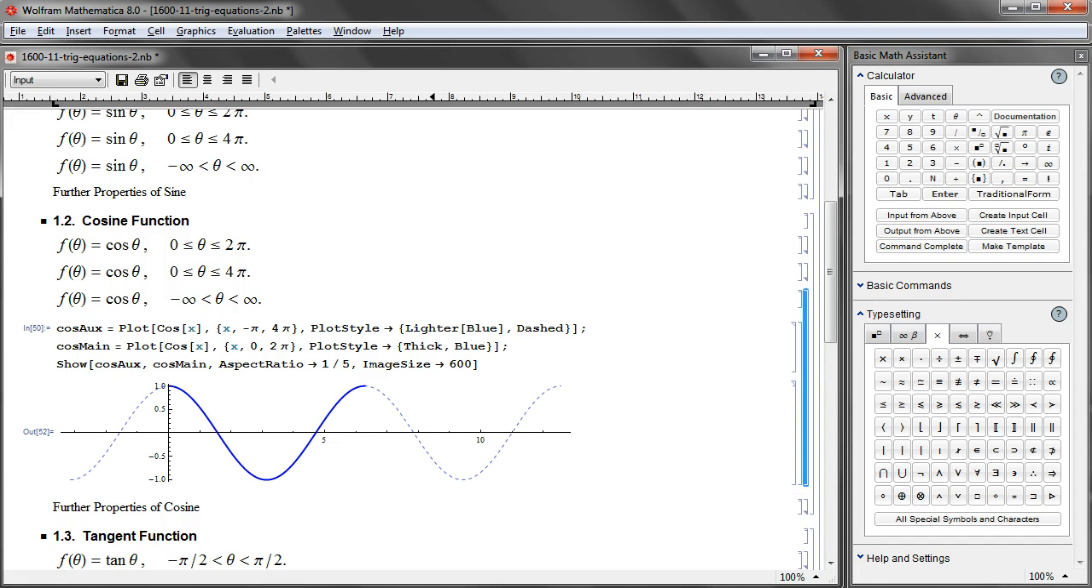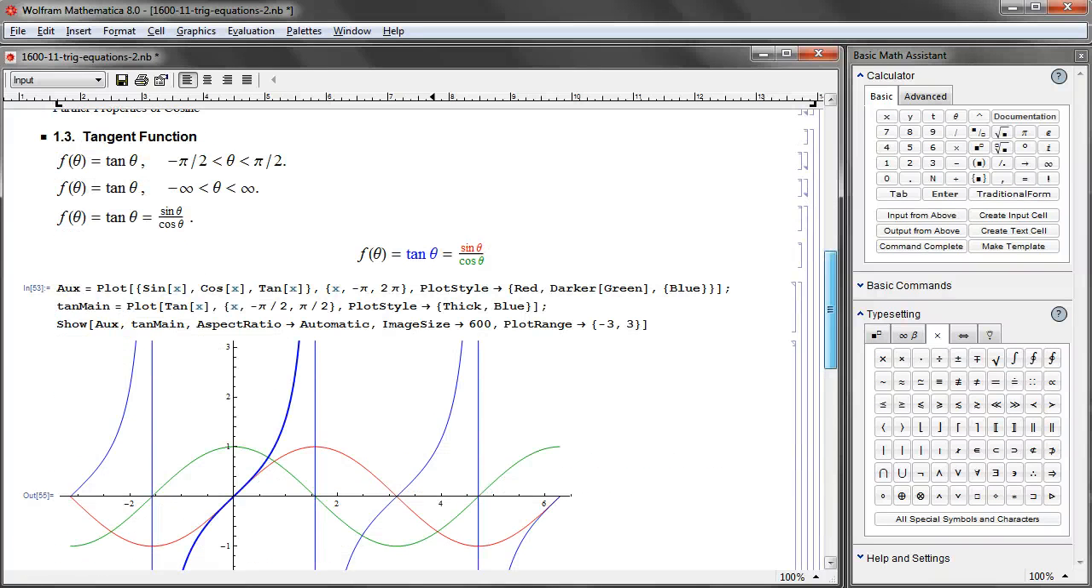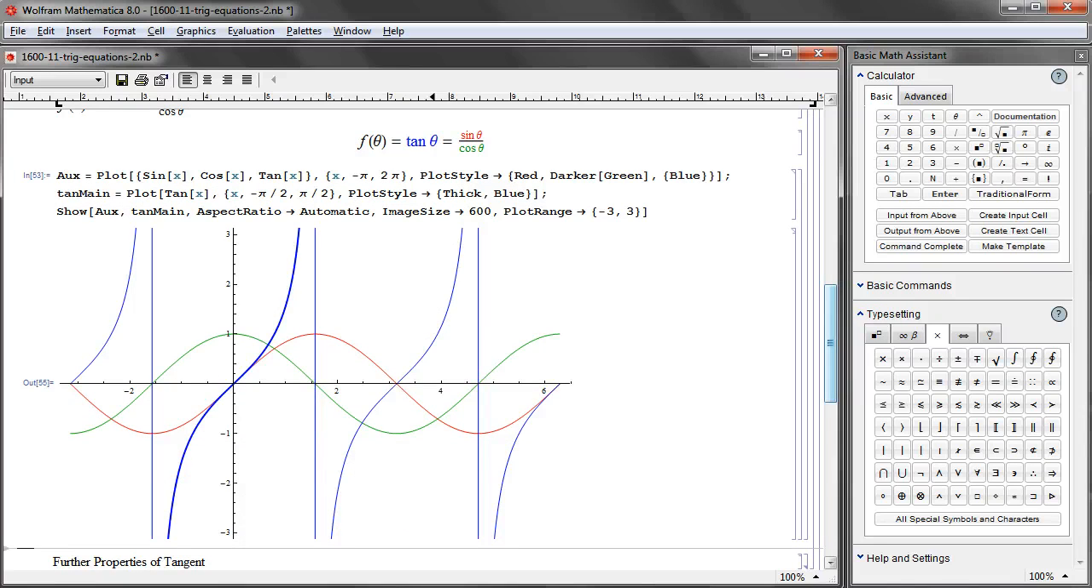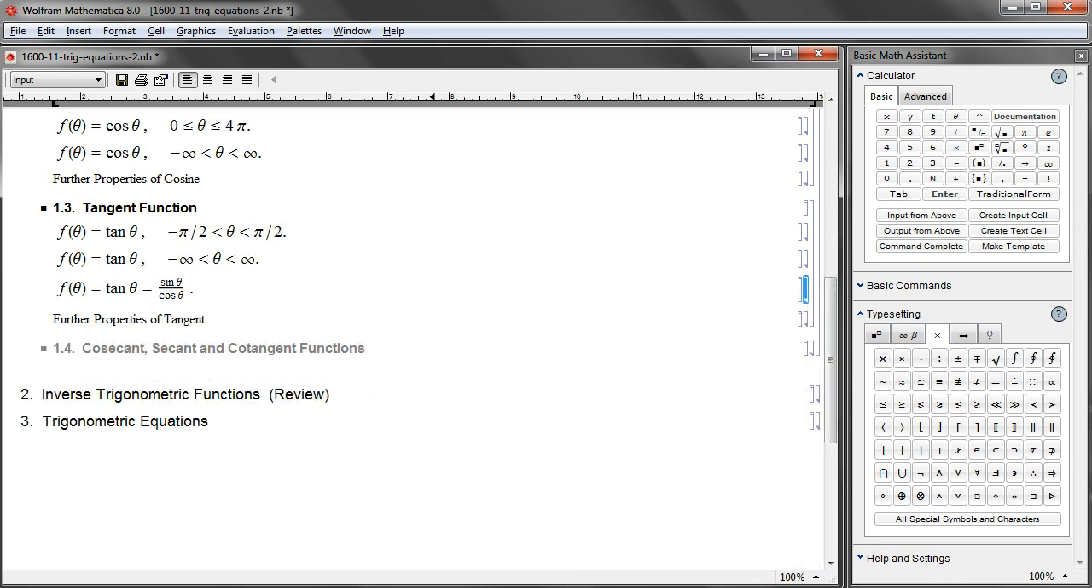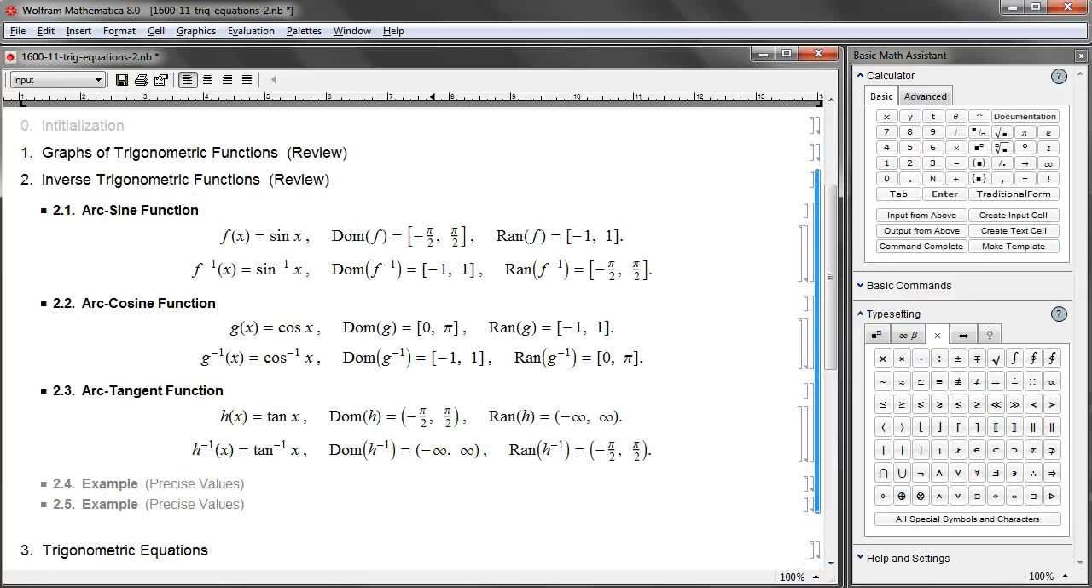Now here is a graph of the tangent function along with the graphs of sine and cosine together. Red is sine, green is cosine, and blue is tangent. Please note that the tangent function hits a vertical asymptote when the denominator hits 0. The denominator is the green function, the cosine. Also, the blue function, the tangent function, hits 0 when the numerator hits 0, and the numerator is the red curve, the sine function.